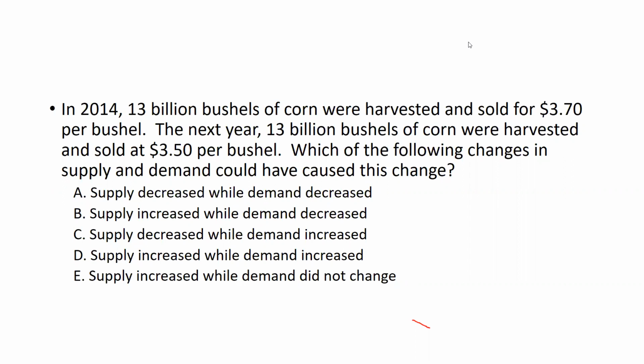In 2014, 13 billion bushels of corn were harvested and sold for $3.70 per bushel. The next year, 13 billion bushels of corn were harvested and sold at $3.50 per bushel. Which of the following changes in supply and demand could have caused this change? All right, pause it, and I'll be right back with the answer.